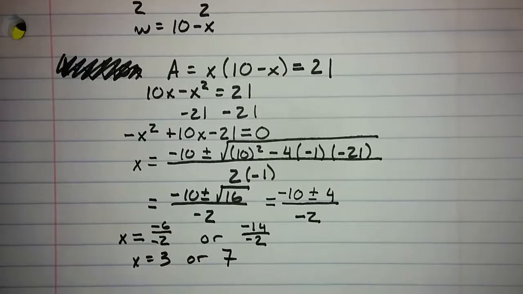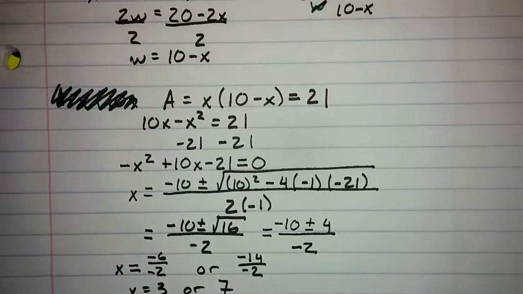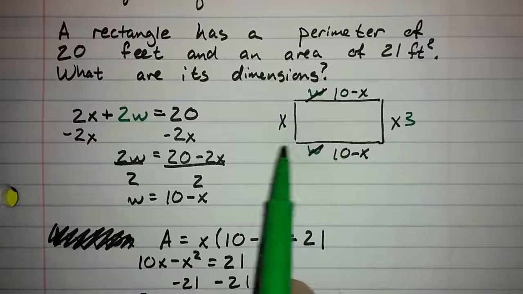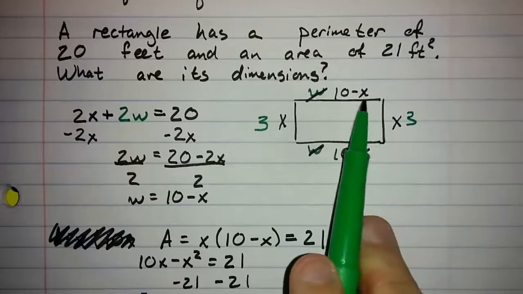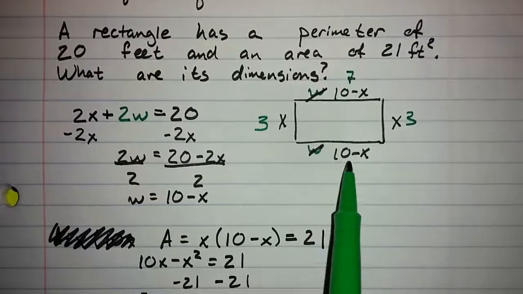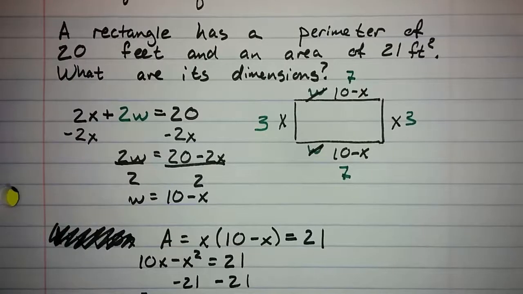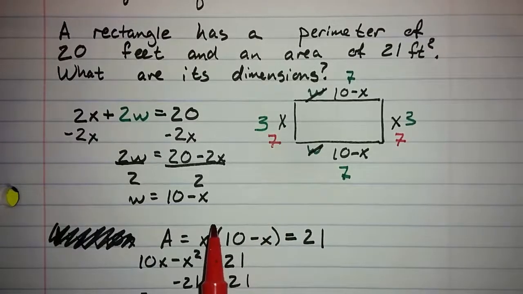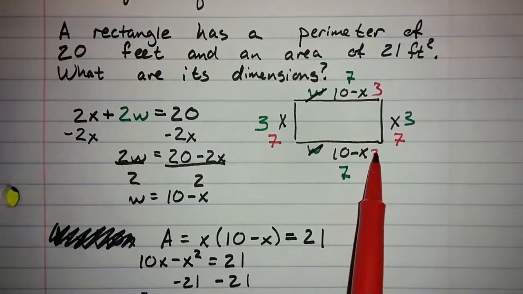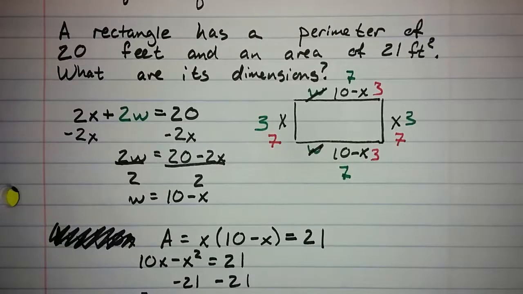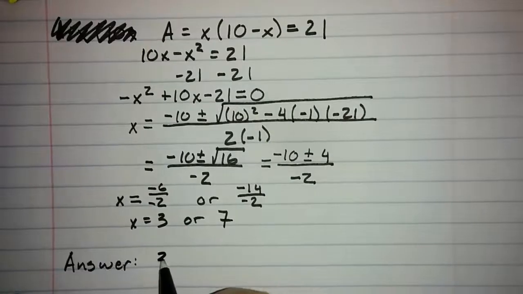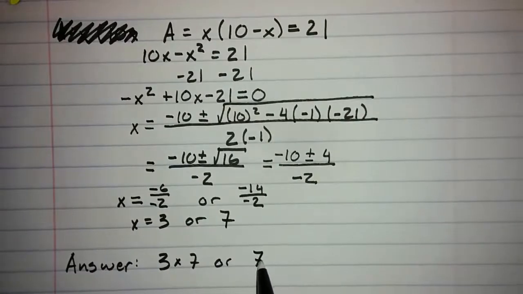Oh, there's two answers. How should I understand that? Well, the first possibility is x is 3, in which case 10 minus 3 is 7. The second possibility is x is 7, in which case 10 minus 7 is 3. So in this case, 3 and 7 are the two dimensions of the rectangle. So my answer: 3 by 7 or 7 by 3.